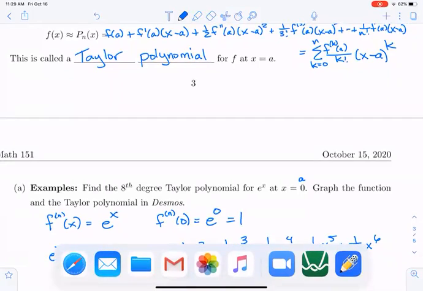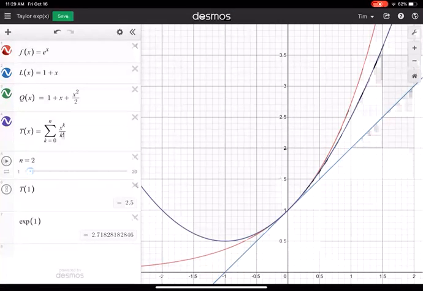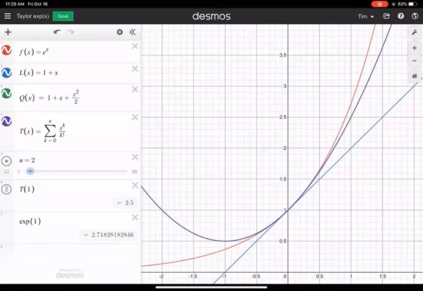Okay, in Desmos, this is where we were. I came up with a function t of x, which is the sum from k equals 0 to n of x to the k over k factorial. That's because the coefficient is supposed to be the kth derivative over k factorial, but in this case the derivative is 1, so we get x to the k over k factorial. Right now it's summing to 2, so it's got the quadratic, but now the purple one is going to be the cubic. So now you can see the cubic is a little bit better approximation.